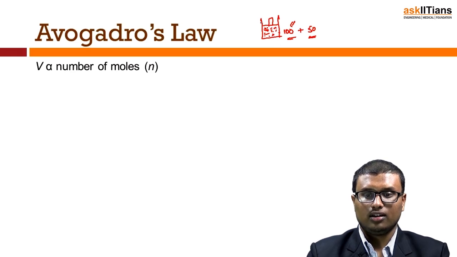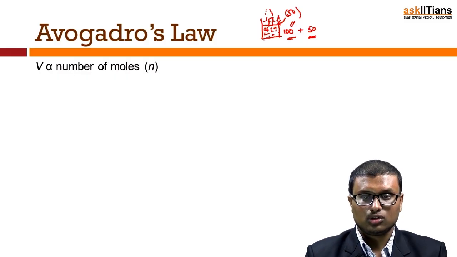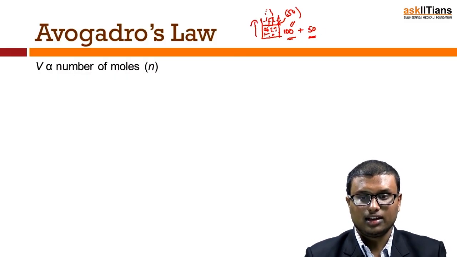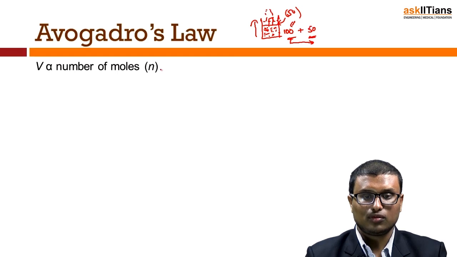If I increase my volume, if I take my piston from this position to this position, what is happening? My volume is increasing. Then, if my volume increases, I can accommodate the remaining 50 moles of gas. So here my volume is simultaneously increasing if I increase my number of moles from 100 to 150. So my volume is directly proportional to the number of moles of gas.